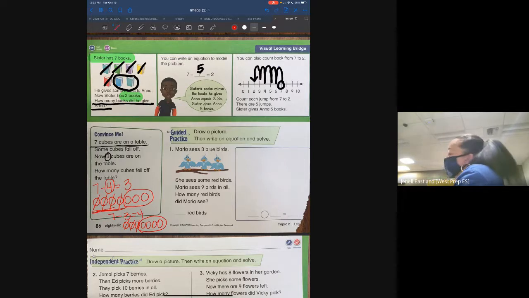Well, it wouldn't be plus though, because when you're thinking of subtraction, remember when I put all of the students on the board and then I said 2 of y'all go sit down? They were no longer there. So when you're using subtraction, you're taking something away. That's why it said some cubes fell off. That means they were no longer on the table.